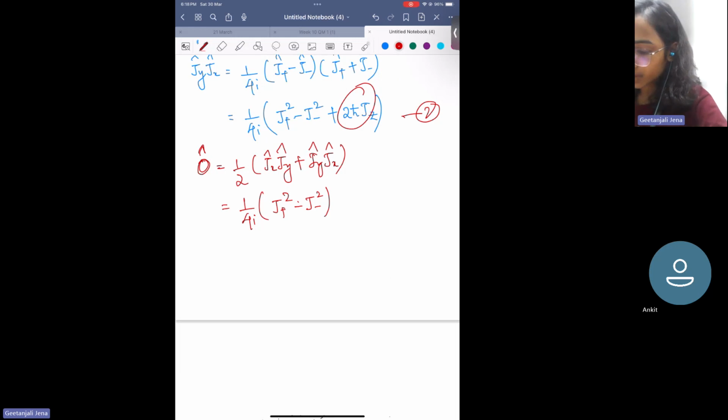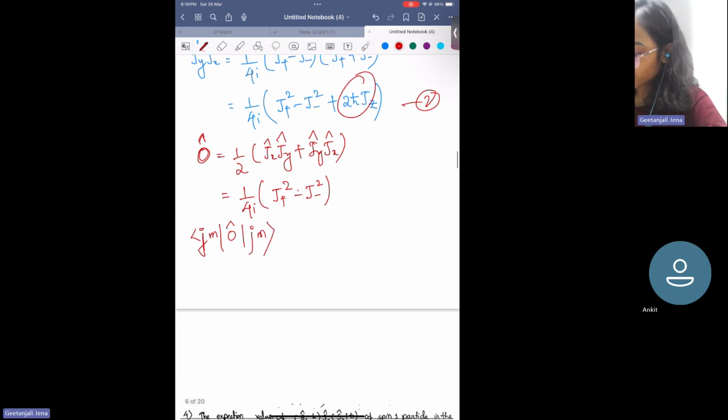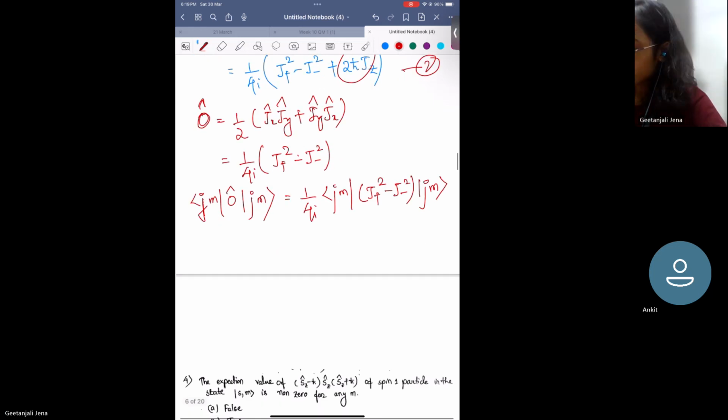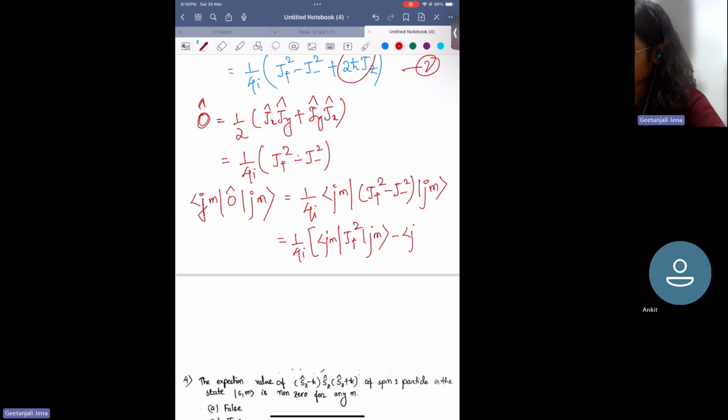Now, if you want to find the expectation value, if you take Jm as the eigenstate, then the expectation value would be 1 by 4i <Jm|(J plus squared − J minus squared)|Jm>. So you will get two terms: <Jm|J plus squared|Jm> minus <Jm|J minus squared|Jm>.